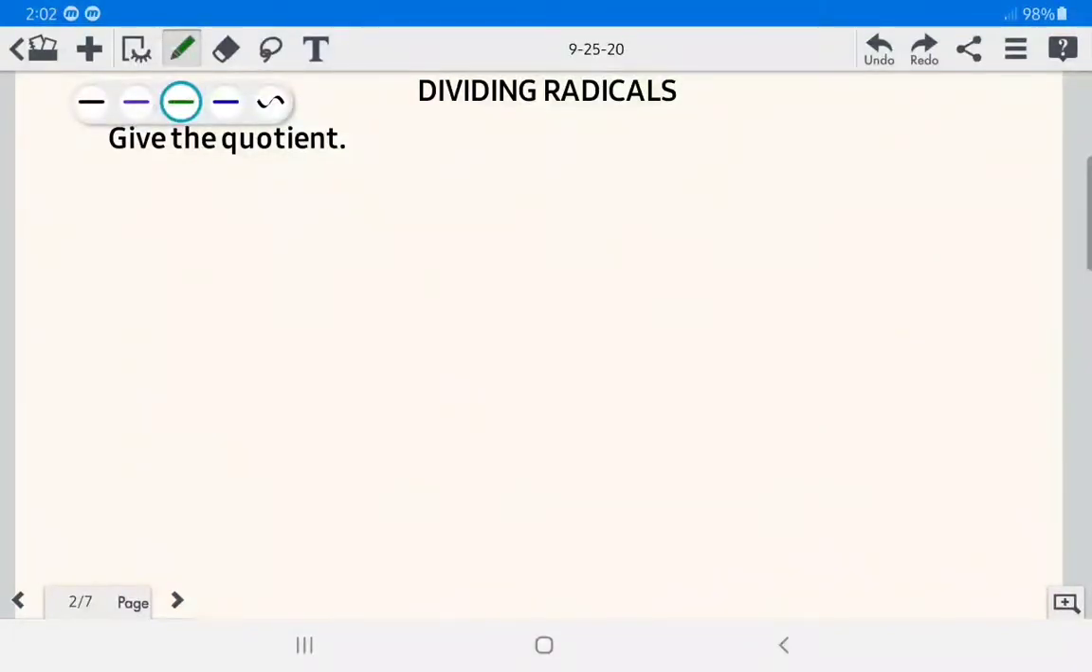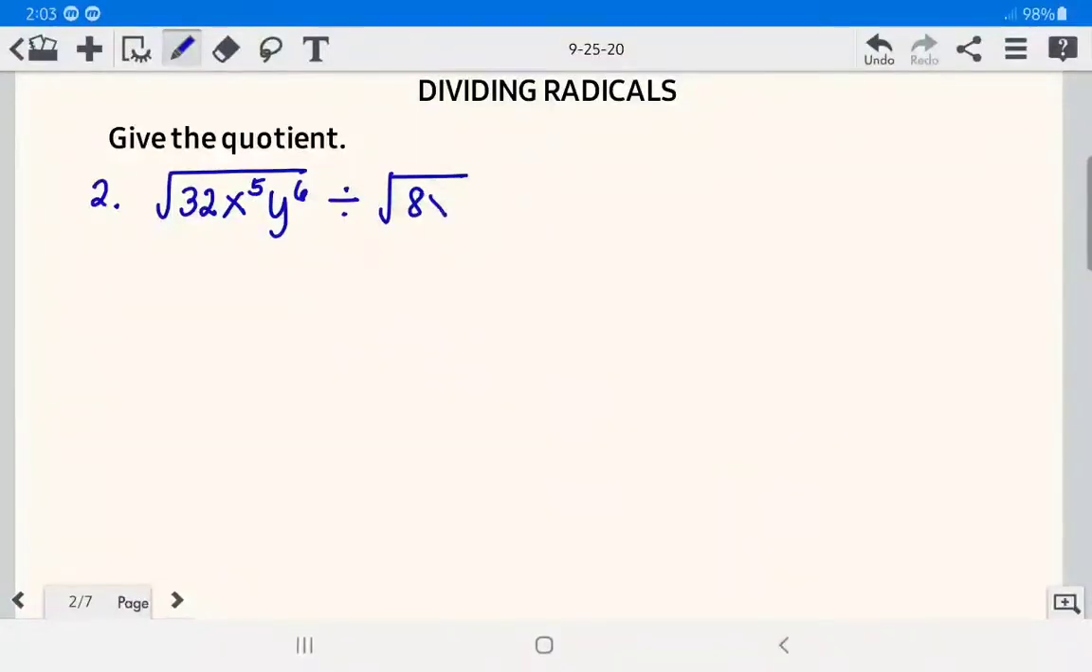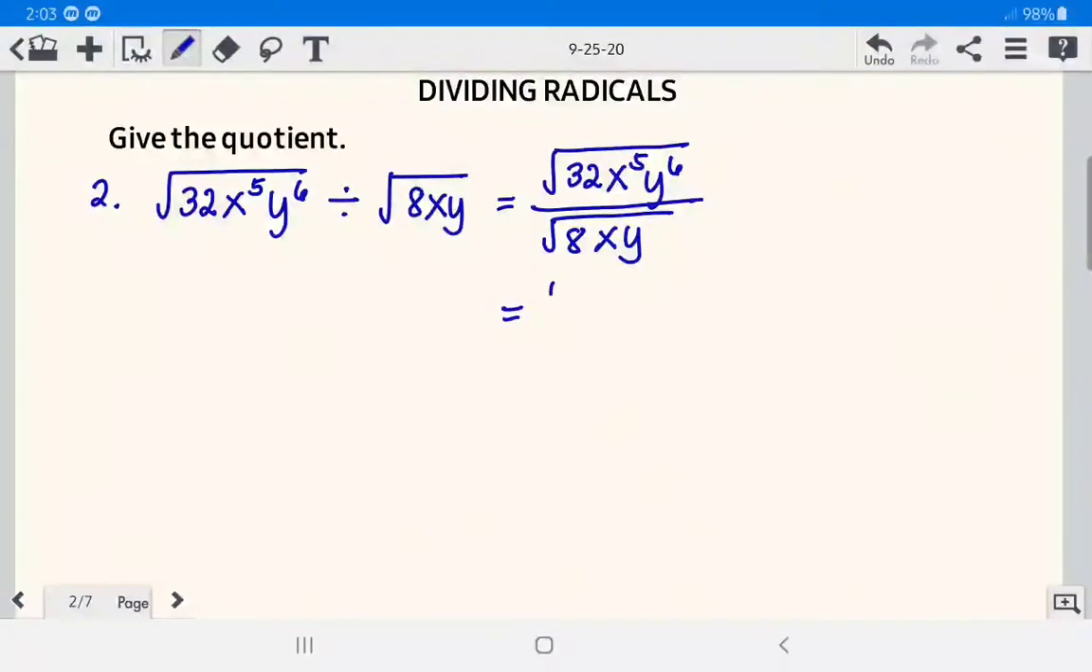Next, number 2. Let's say we have the square root of 32 x raised to the 5th power, y raised to the 6th power, divided by the square root of 8xy. Okay, so we have the square root of 32x^5y^6 over the square root of 8xy. Now, using the quotient rule for radicals, this is equal to the square root of 32x^5y^6 over 8xy.